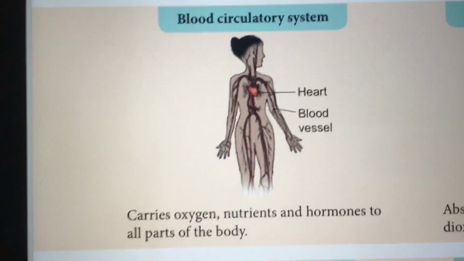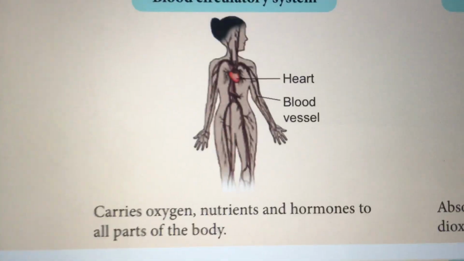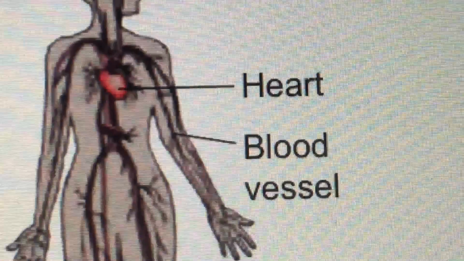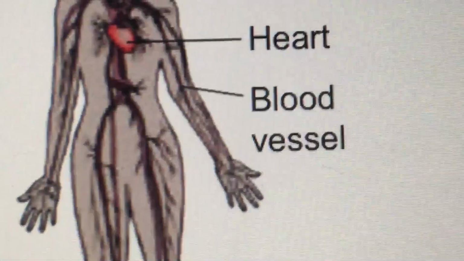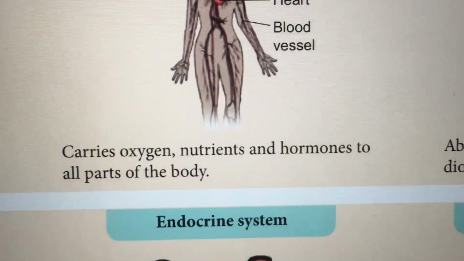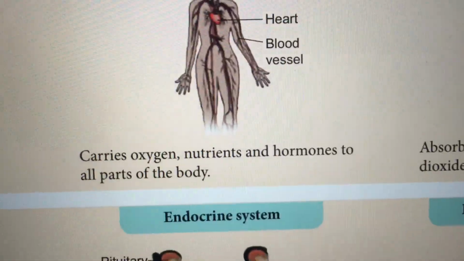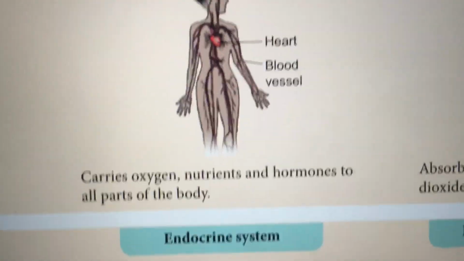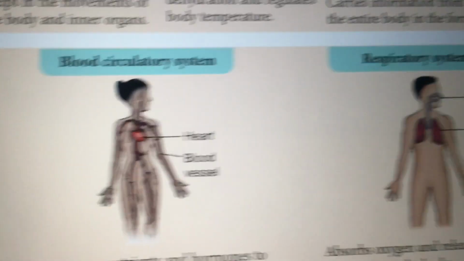The blood circulatory system, sistem peredaran darah. We have the heart, jantung. We have the blood vessel, pembuluh darah, P-E-M-B-U-L-U-H, pembuluh darah. It carries oxygen, nutrients and hormones to all parts of the body. Dia membawa oksigen, nutrien dan hormon ke semua tubuh badan.